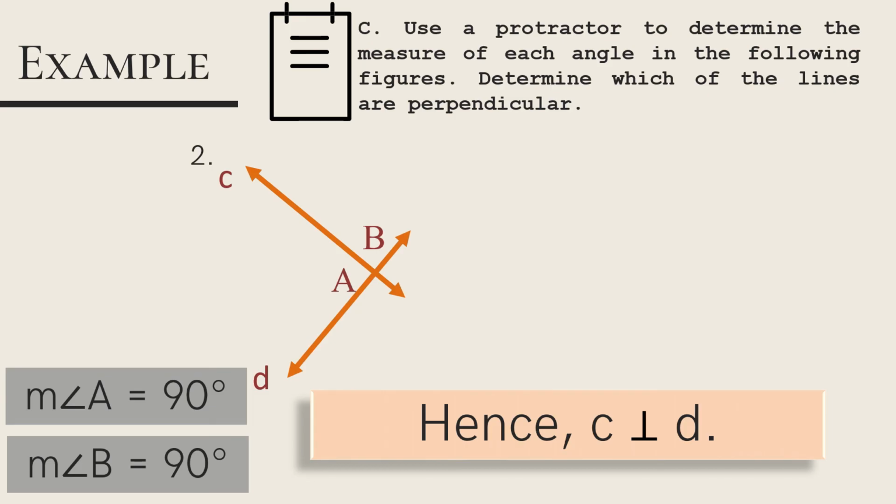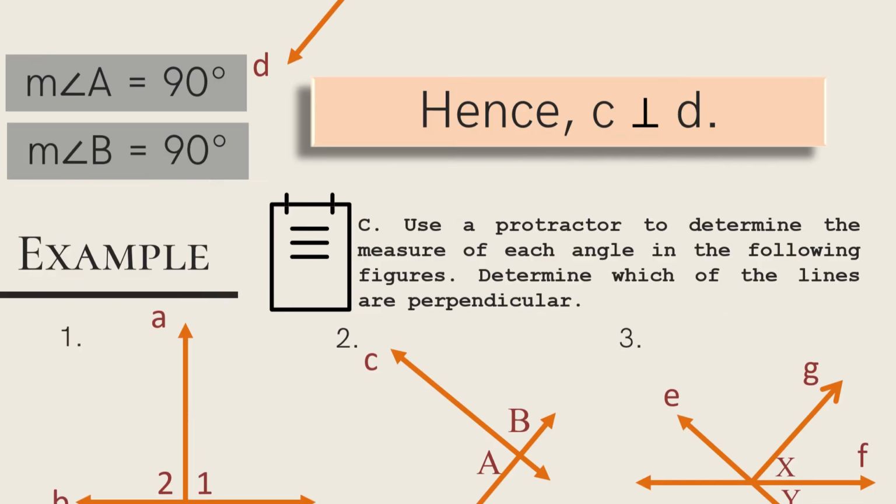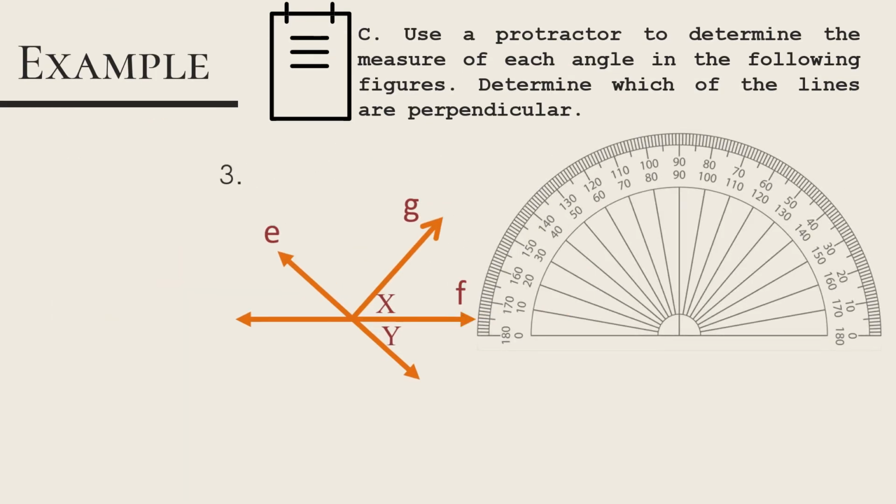Determining which of the lines are perpendicular is very easy since we just have to find the measure of the angle formed, and if the angle formed is a right angle, then the two lines are perpendicular. And for our third example, we have line E, line G, and line F.